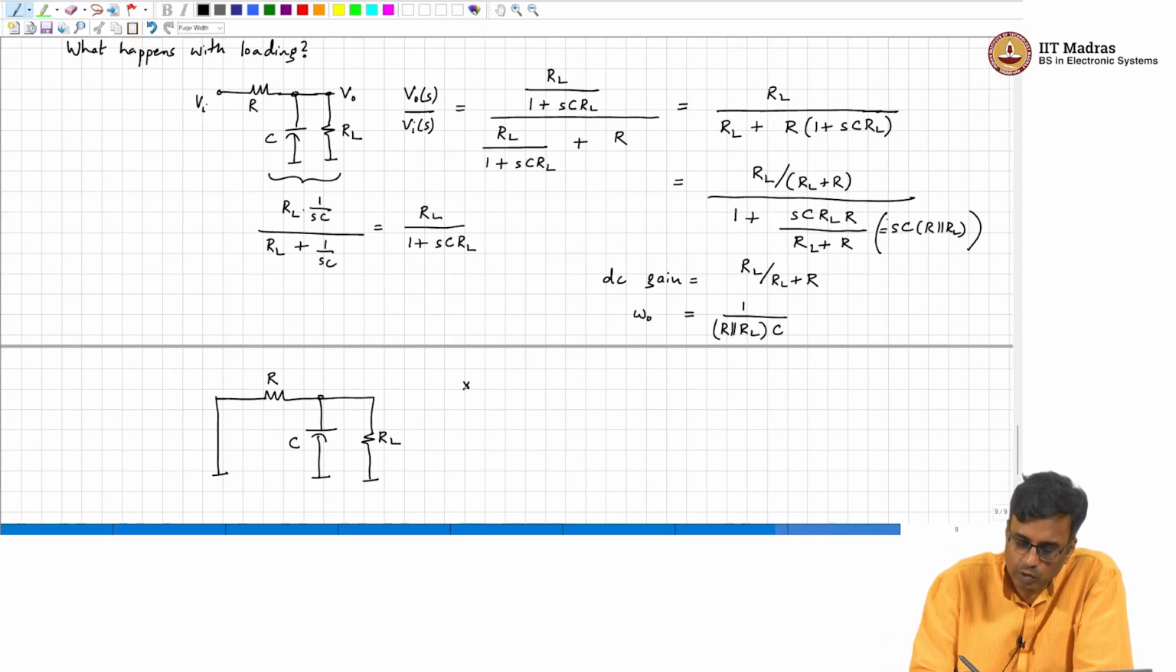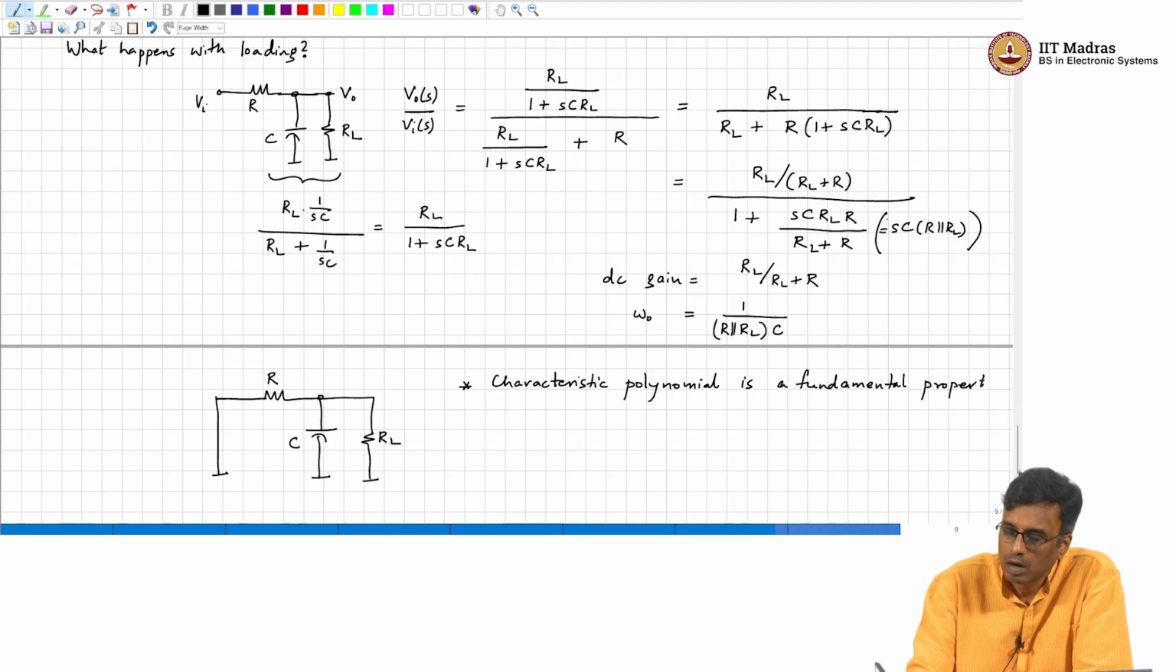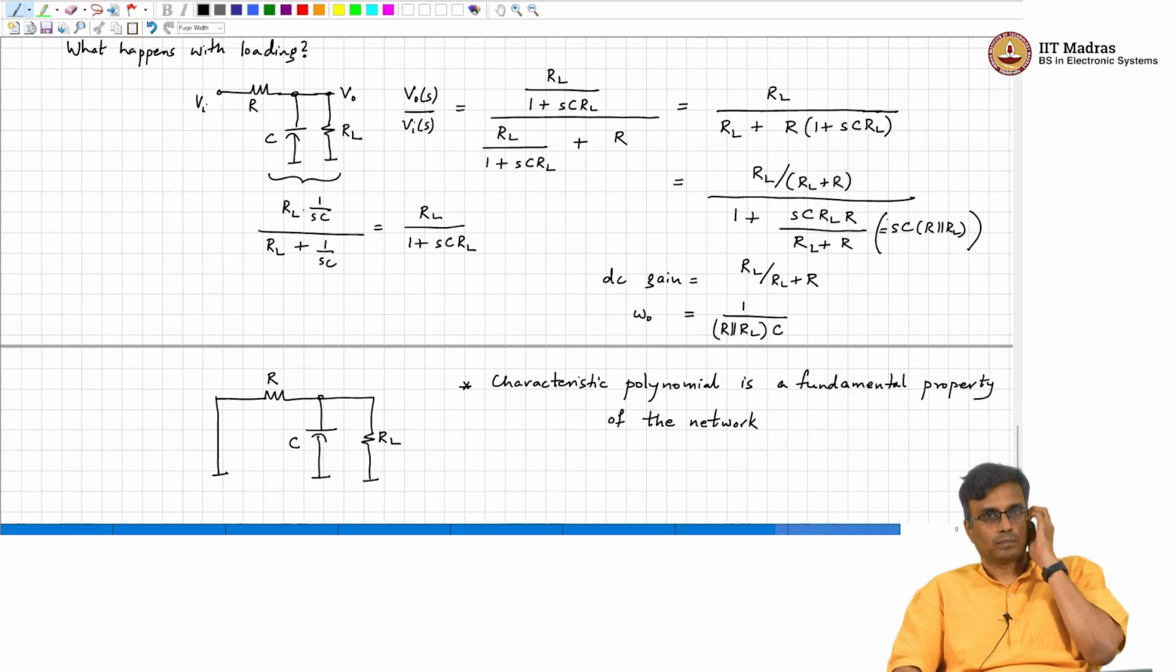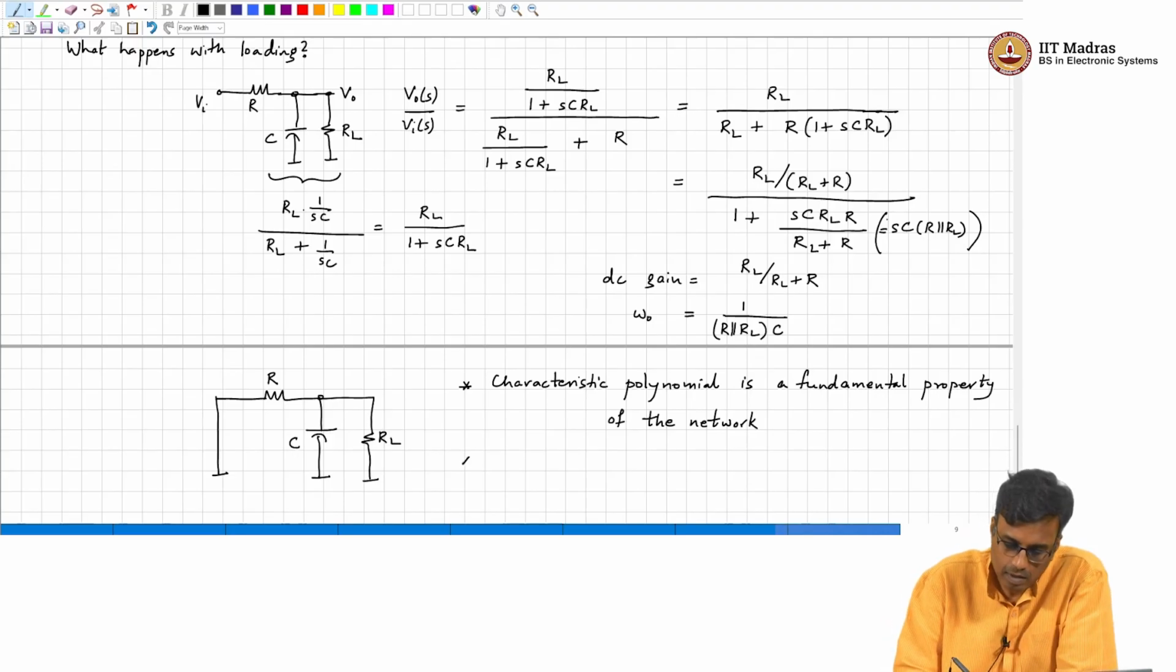And therefore, the characteristic polynomial is a fundamental property of the network, and does not depend on where inputs are applied.